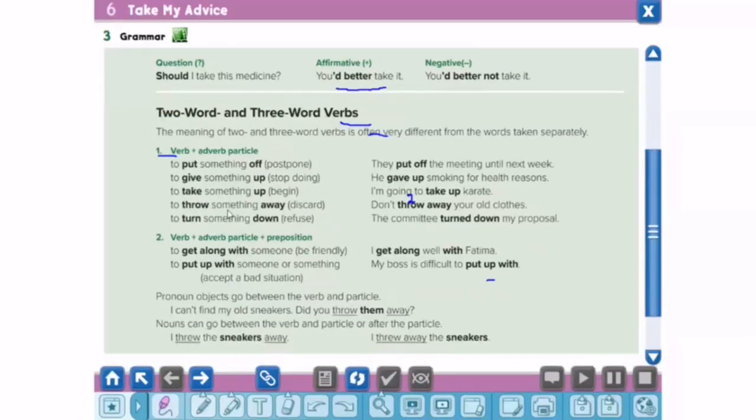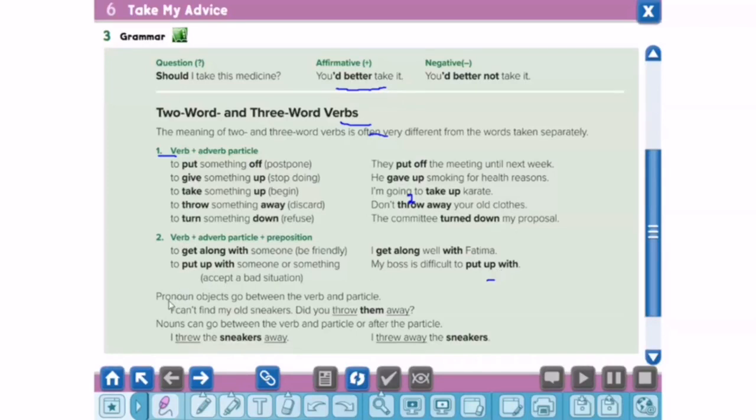Yes. We can use get along with. It means be friendly. Put up with. It means accept a bad situation. Look at this example. I get along well with Fatima. My boss is difficult to put up with.